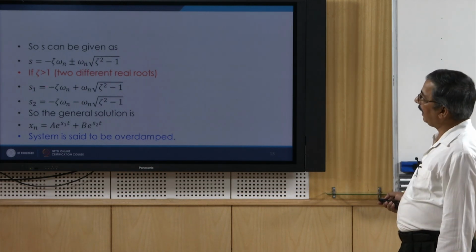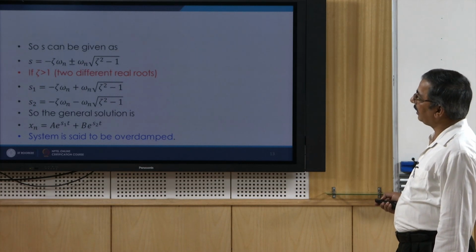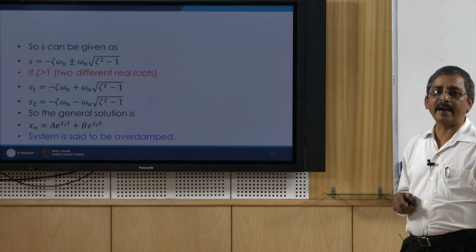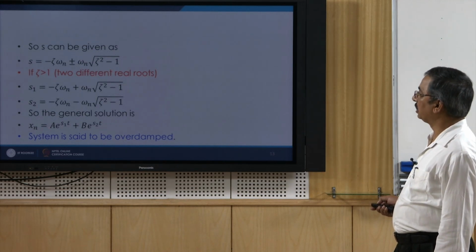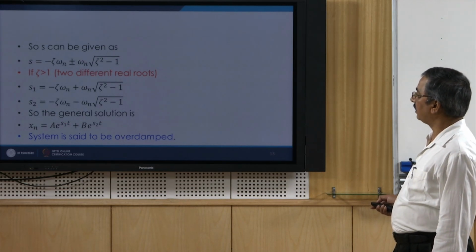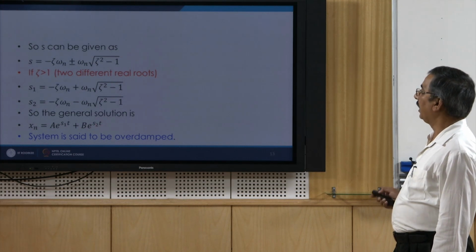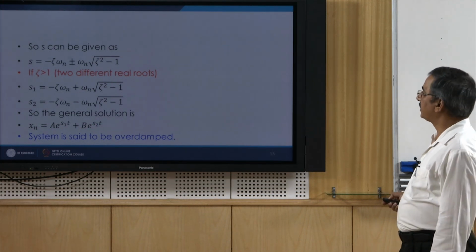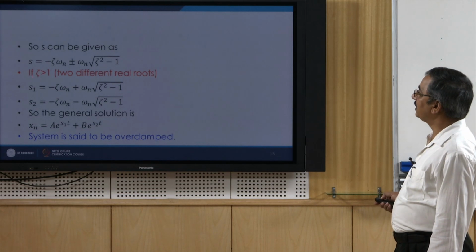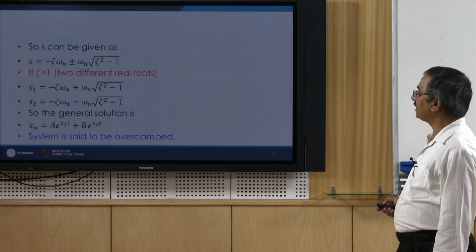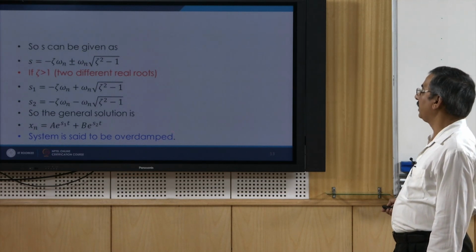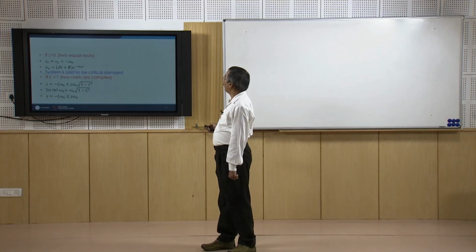So, once I have the values of S1 and S2, I can write the general solution as xn is equal to a e to the power S1 t plus b e to the power S2 t. Okay. And since here we are assuming zeta to be more than 1, or damping ratio to be more than 1, this type of system is said to be over damped. Okay.